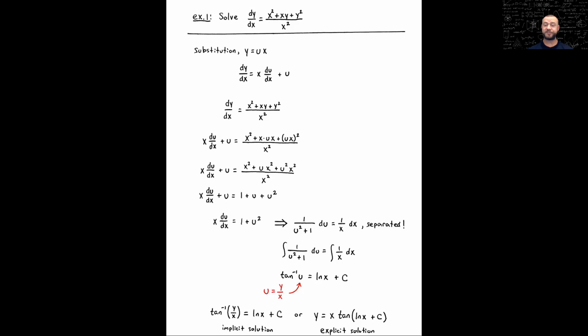Now this one's actually pretty simple to get an explicit solution, solving for y. So just think, how would you undo an inverse trig function? Well, use the regular trig function, take tangent of both sides, and then you can undo the division by x by multiplying by x.